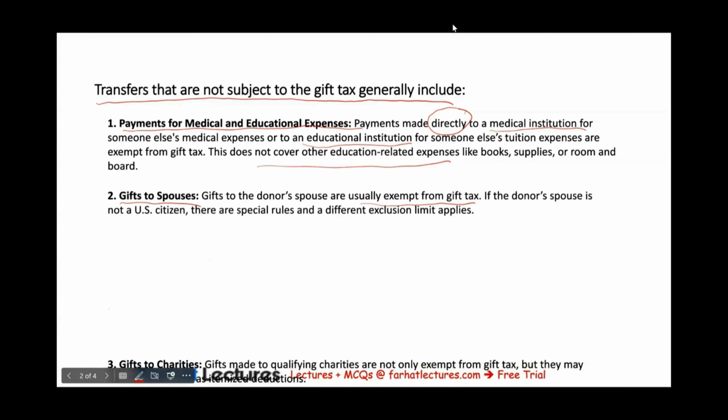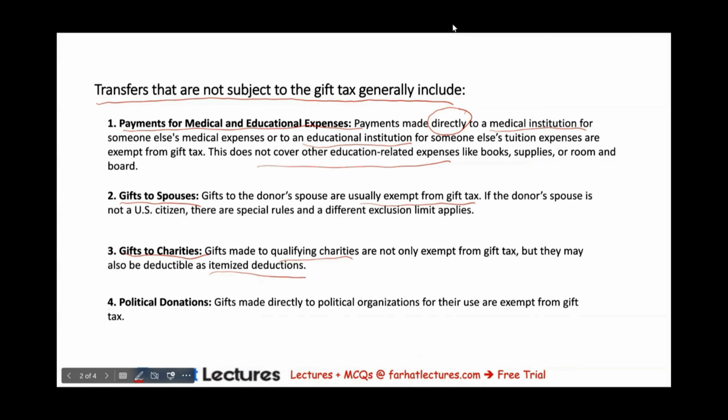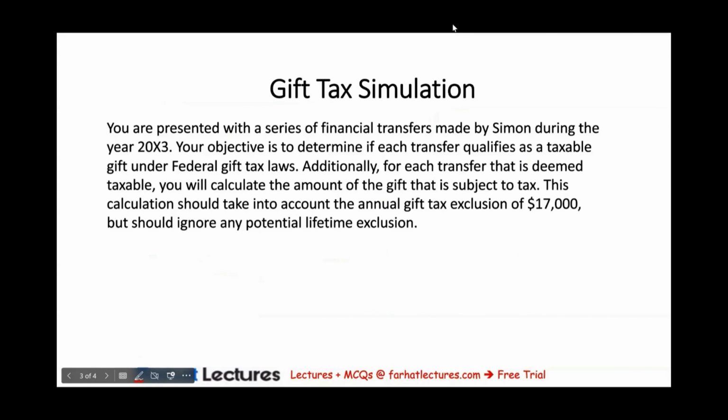The next item is gifts to charities. So those are the gifts made to qualifying charities. They are not only exempt from gift tax, but they may be deductible as itemized deductions. The last item is political donations, which are gifts made directly to political organizations for their use. They are also exempt from the gift tax. Let's go ahead and get started.